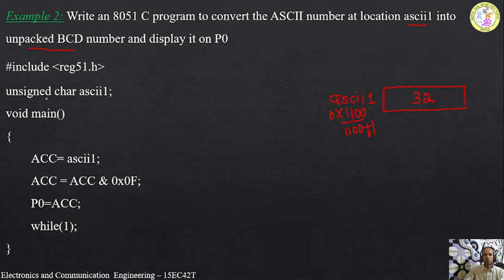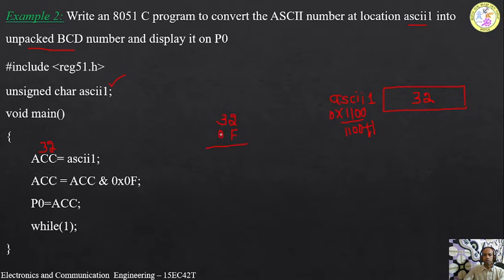So what I will do now: unsigned char ASCII1, this is the global variable, and again void main, accumulator is equal to ASCII1. Go to this memory location, take this number 32. Now that will be stored into the accumulator. Now the accumulator becomes 32. Then accumulator is equal to accumulator AND with 0F. What is the content of the accumulator? 32 is the content of the accumulator, and we need to perform the AND operation with 0F.